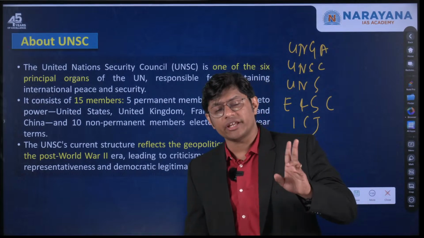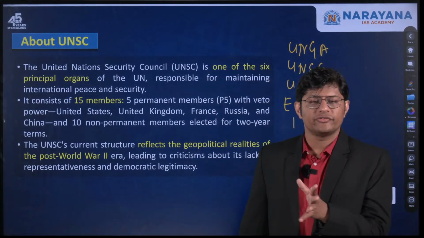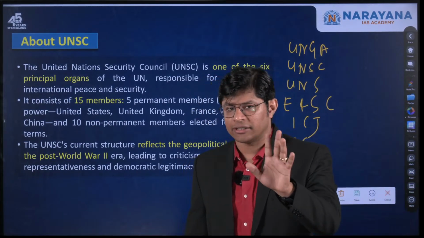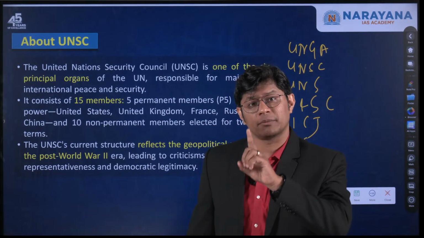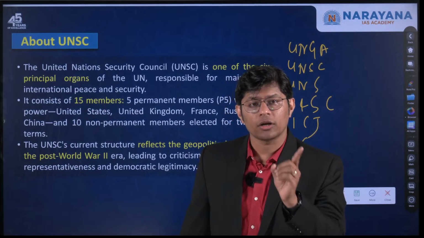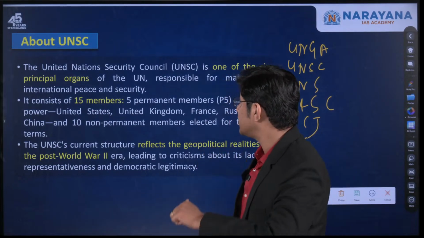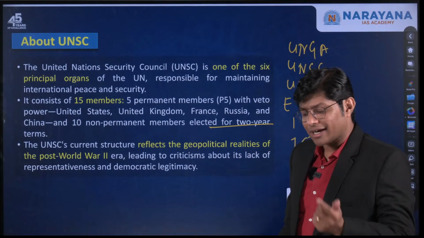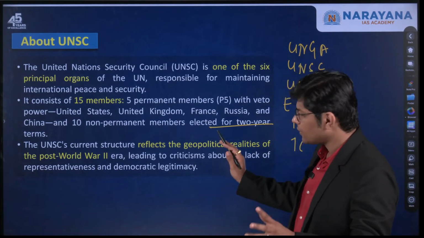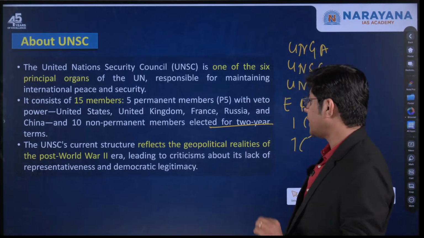It consists of 15 countries. Please do not get confused that UNSC has only 5 countries. No, it has 15 countries. Out of 15 countries, 5 are permanent countries, 10 are non-permanent countries. Which means the non-permanent countries are elected for a 2 years term. So the country that gets elected would have a tenure of 2 years, right?